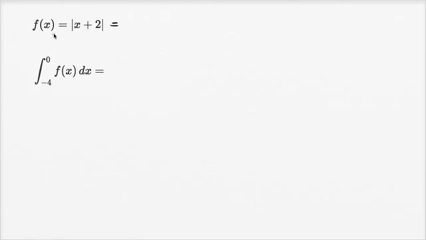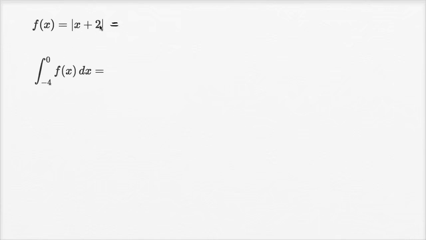So we have f of x being equal to the absolute value of x plus 2. And we want to evaluate the definite integral from -4 to 0 of f of x dx. And like always, pause this video and see if you could work through this. Now when you first do this, you might stumble around a little bit, because how do you take the antiderivative of an absolute value function?